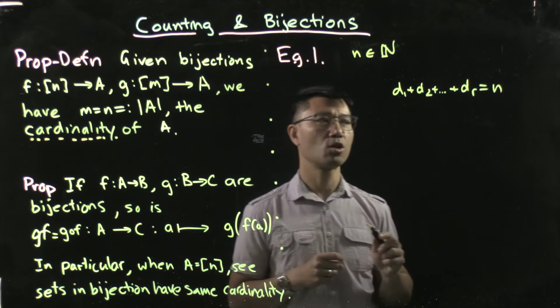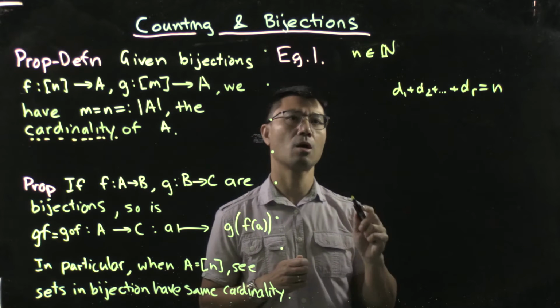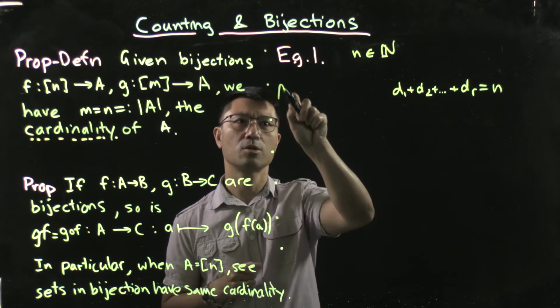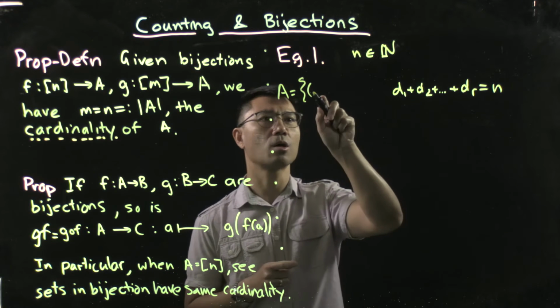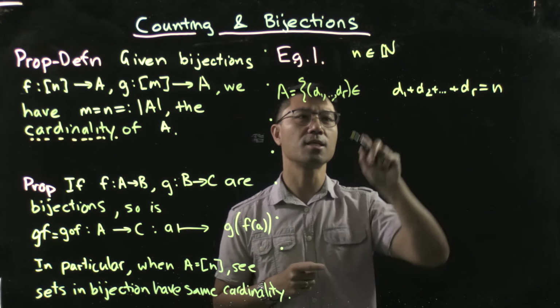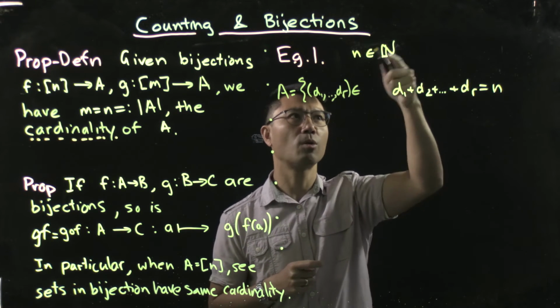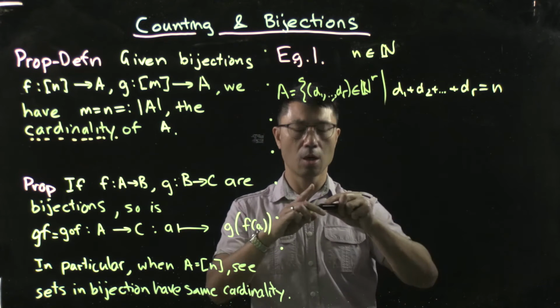Look at solutions to that where d1 up to dr are natural numbers. So I'm going to write this as a set. The way I'll do this is A is going to be the set of all R-tuples of these numbers, d1 up to dr. And this is inside, well, it has to be an R-tuple of natural numbers, so N to the R, okay?